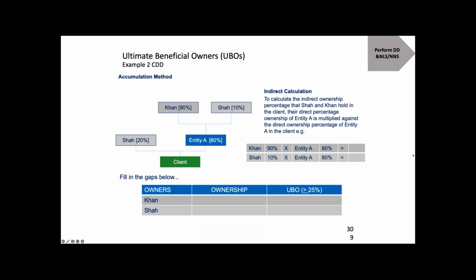Shah owns 8% at the top and 20%. If you add it together, he owns 28%, which makes him meet the threshold. So that makes him a UBO.